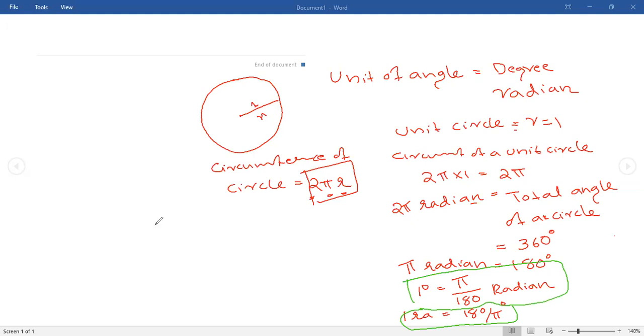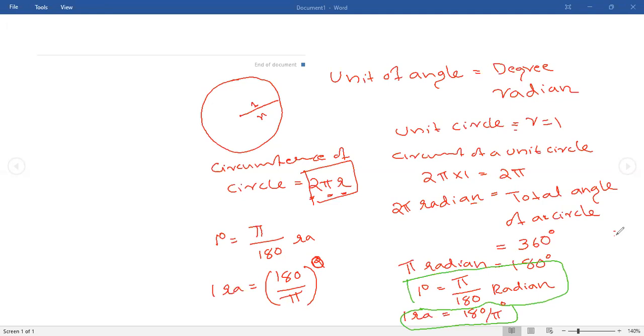I'm writing that here once again, that we have made two equations. 1 degree is equal to pi divided by 180 radian. And 1 radian is equal to 180 divided by pi degree. So if they are giving degree, you can find out radian. And if they are giving you radian, you can find out degrees also.